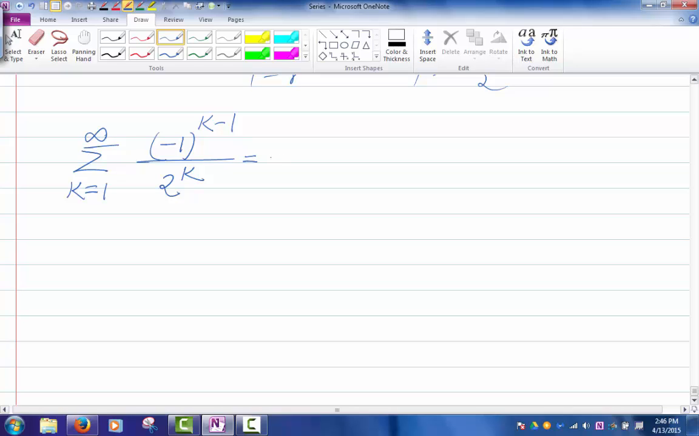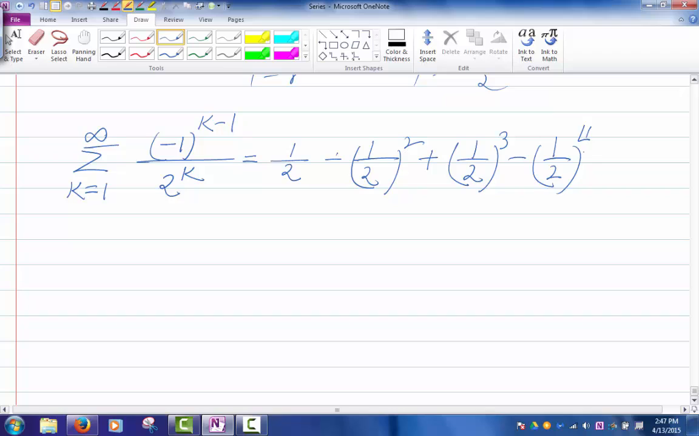Okay, let's write out the terms. What's the first term? 1 over 2 when k is 1. When k is 2? Or 1 half squared. What is the third term? 1 over 2 cubed. What's the next term? You agree? Everybody agrees with this?